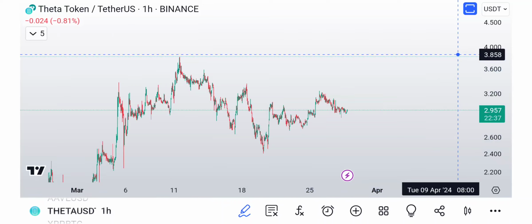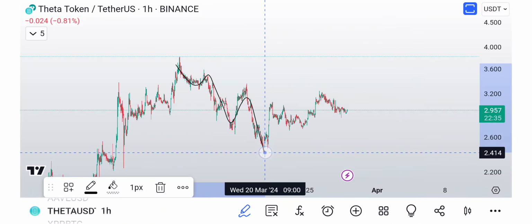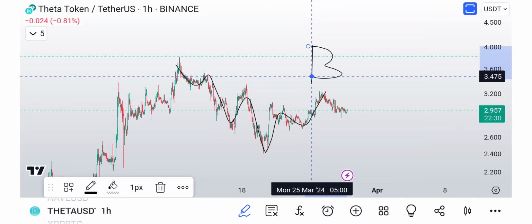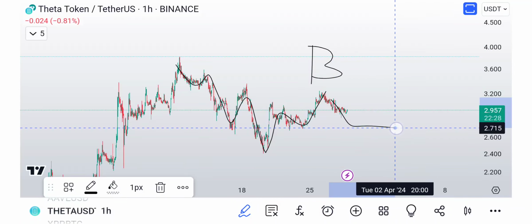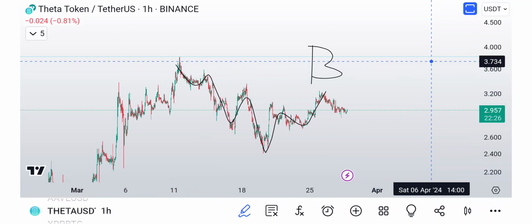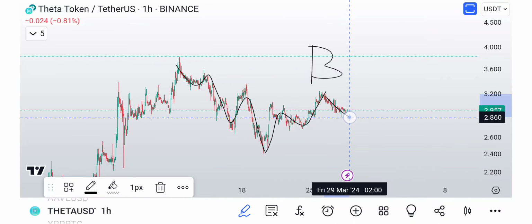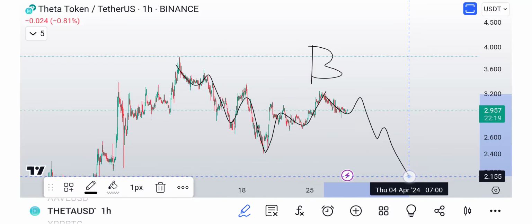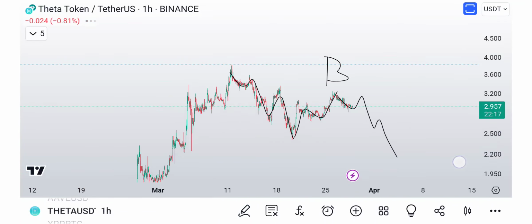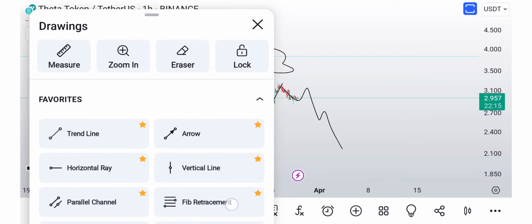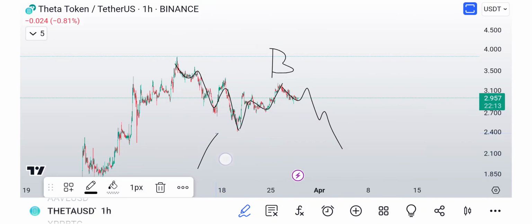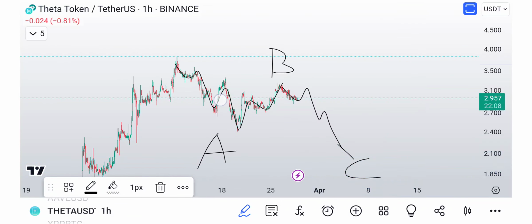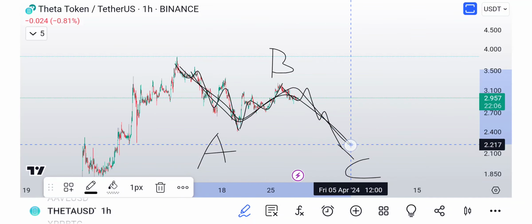If not, then we have an A wave. We have 1, 2, 3 for wave B. And now C can come down here and go. It could be like a flat C. Or this is a 1, 2. We get 3, 4, and 5, which would be a three-wave move, right? It would be A, B, and C. So A, B, C, something like that.